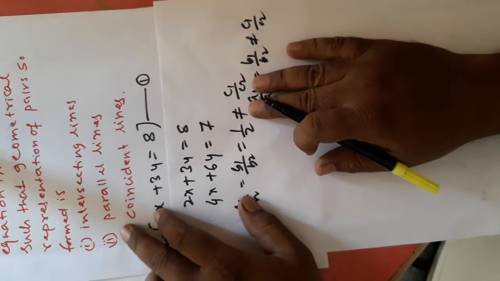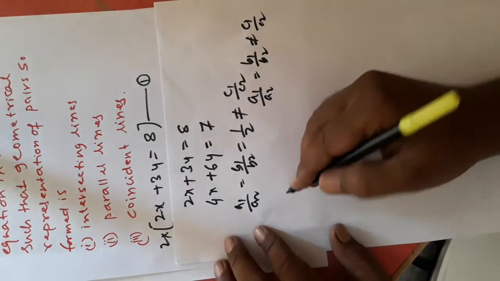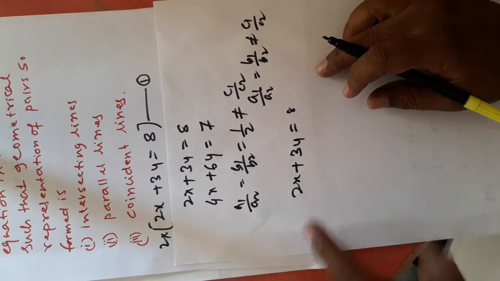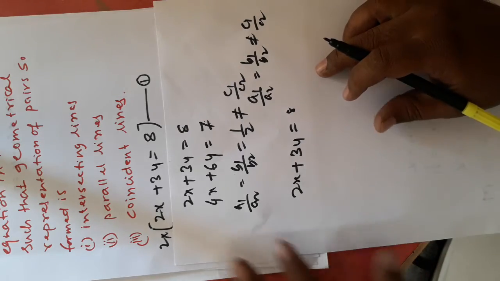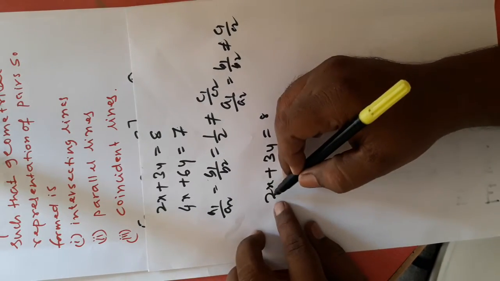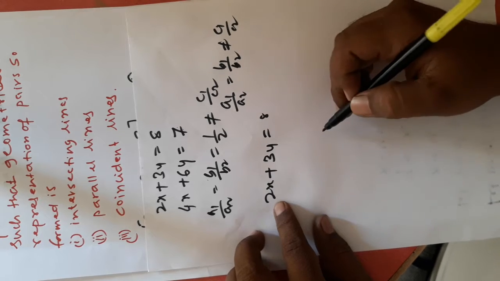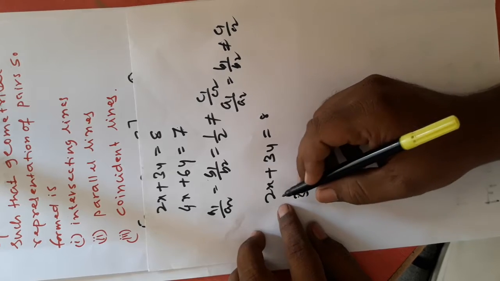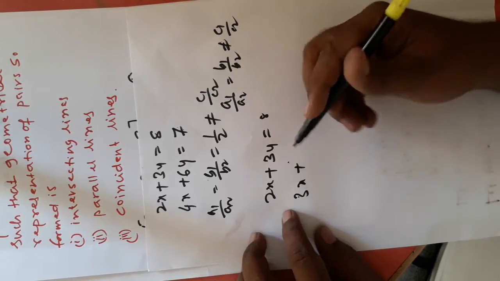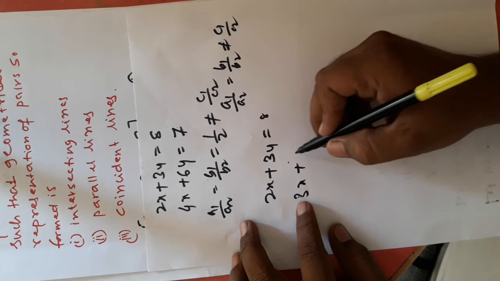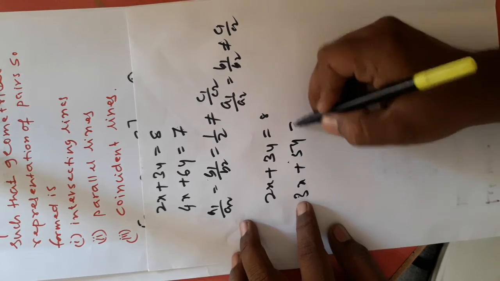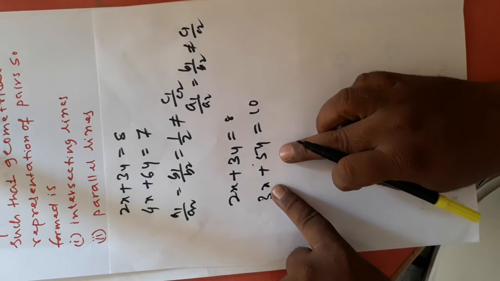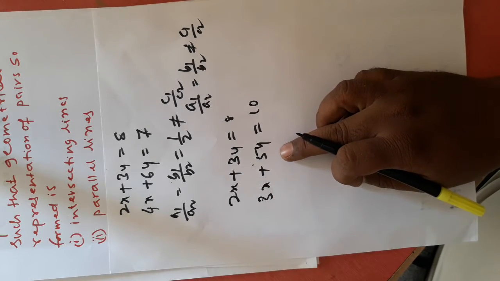If I want to write intersecting lines, see, 2x plus 3y is equal to 8. We have to write another line which intersects with this. Intersecting means a1 by a2 should not be equal to b1 by b2. Then write some number here. Here I will write 3x, this is 2 by 3. Here I will write 5y is equal to 10. This is one possible equation I am telling. You can write so many equations like this.